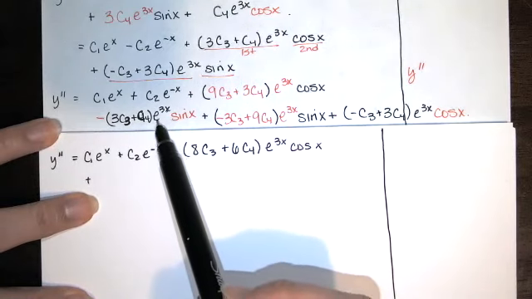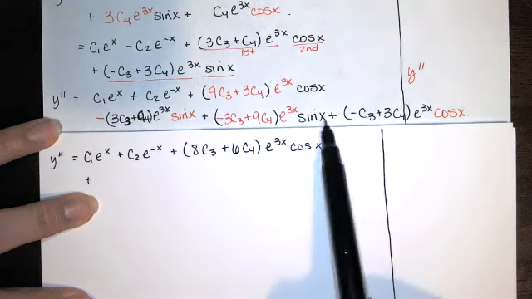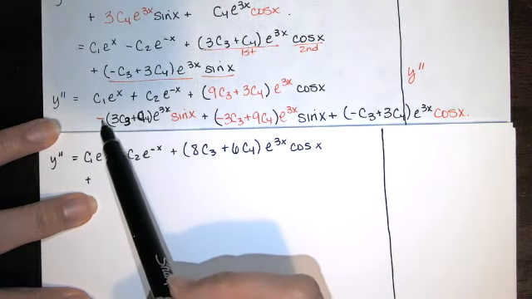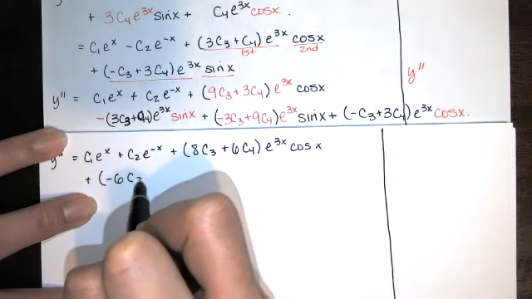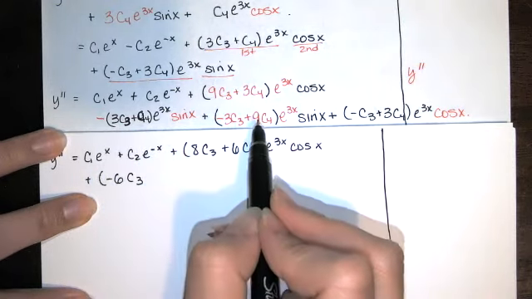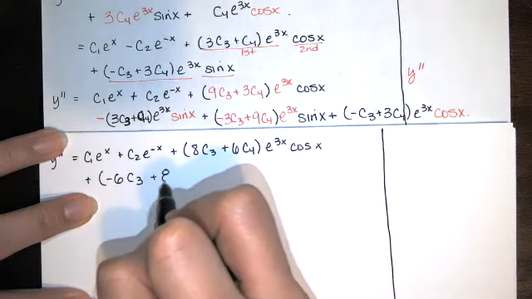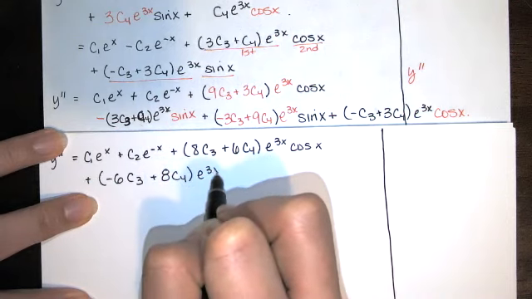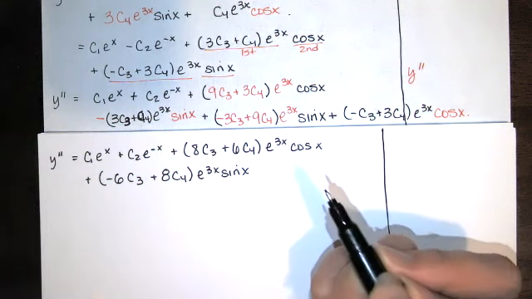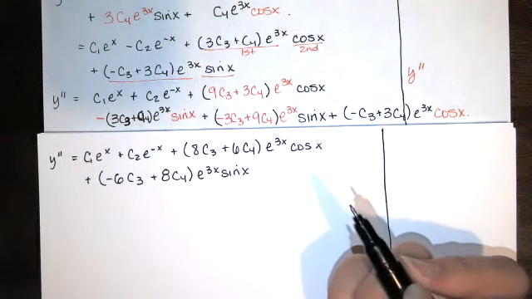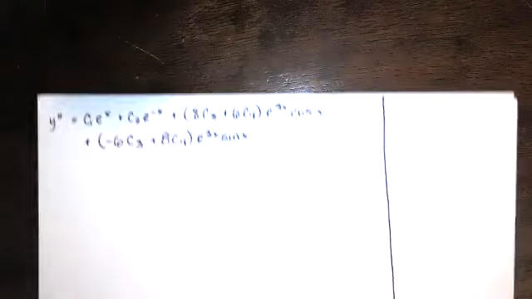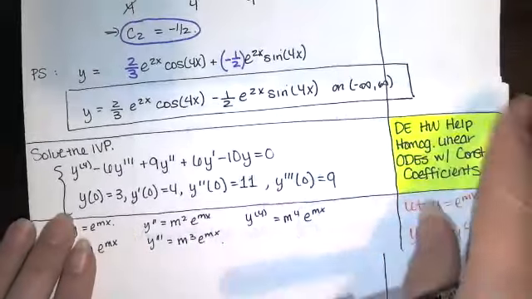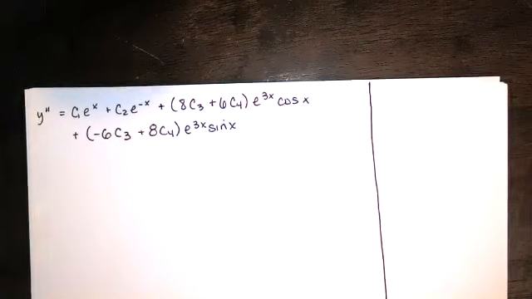I'm trying to group like terms for this exponential times sine here and here. You've got to distribute the negative. I have negative 3c3 minus 3c3 is negative 6c3. Negative c4 plus 9c4 is 8c4 times the exponential times sine of x. Okay, that's a lot. That's our y double prime. And it was a fourth order equation. So we need y triple prime as well. So we need to do this one more time.